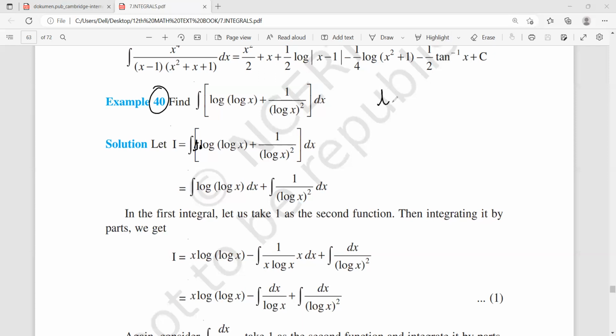Log x, I'm taking as some t. So x equal to e power t, and dx equal to e power t dt. Is that okay?